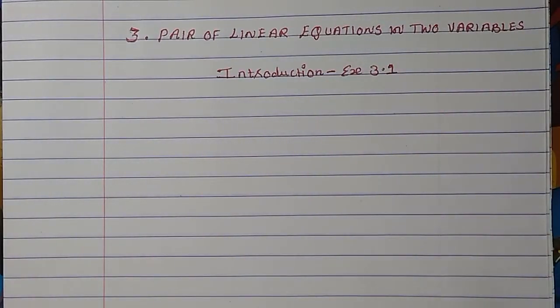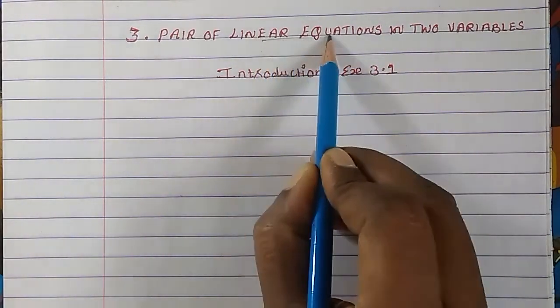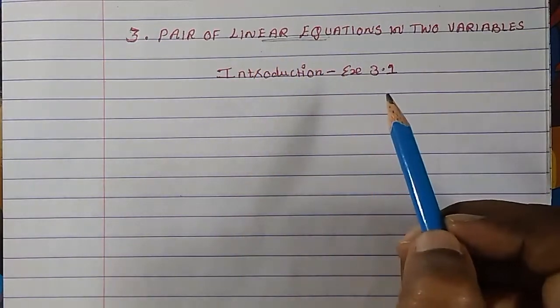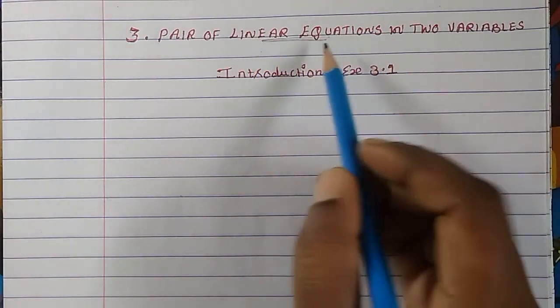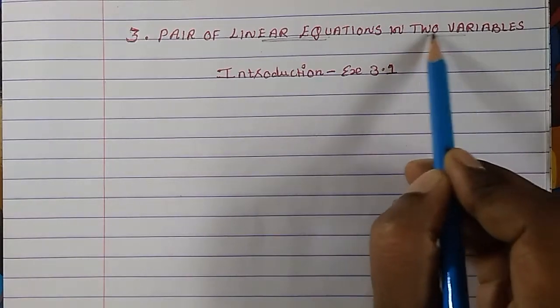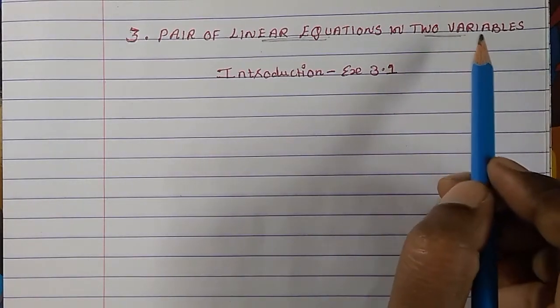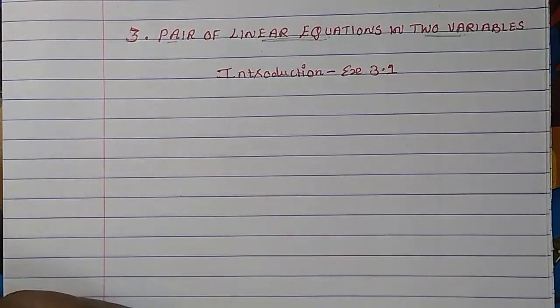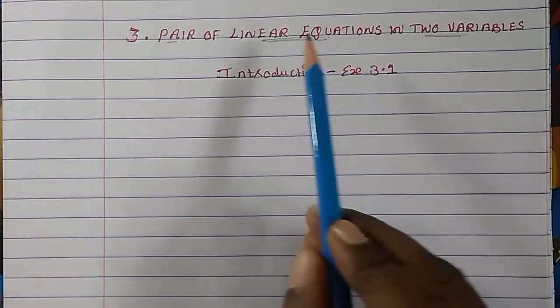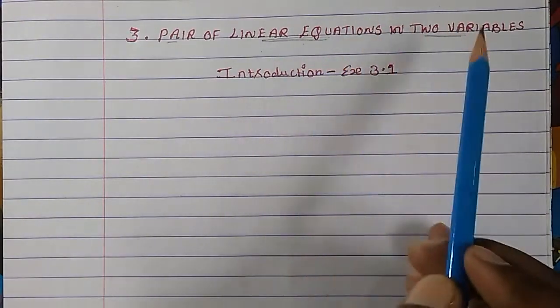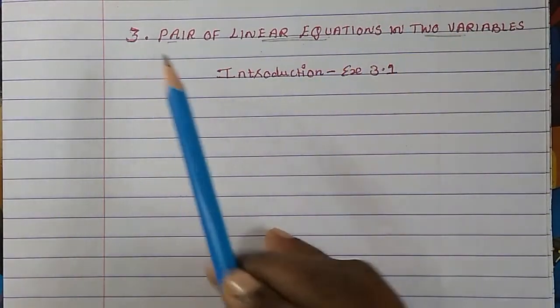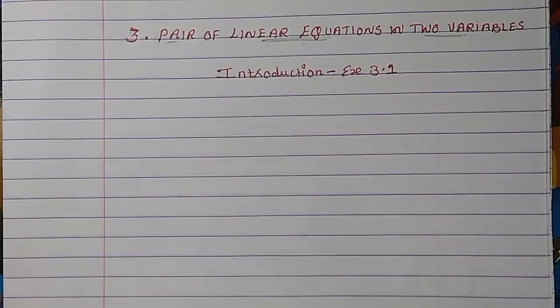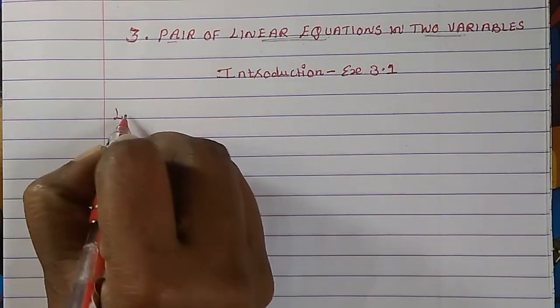So in this we will see what is linear equations. We'll try to understand what is linear equations, and then linear equations in two variables, and then pair of linear equations in two variables. So three things are there to learn: linear equation, then in two variables, and then pair of linear equation in two variables. So first of all, what do we call linear equations?